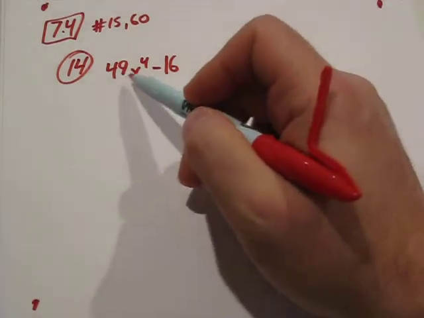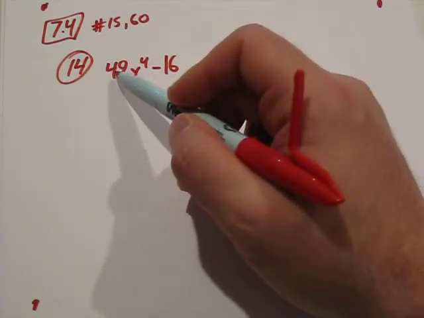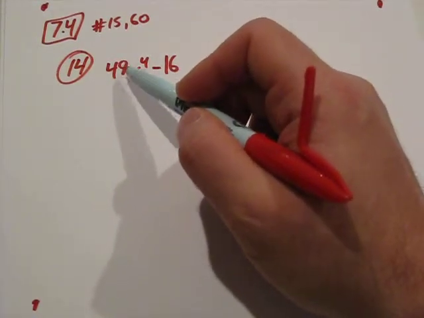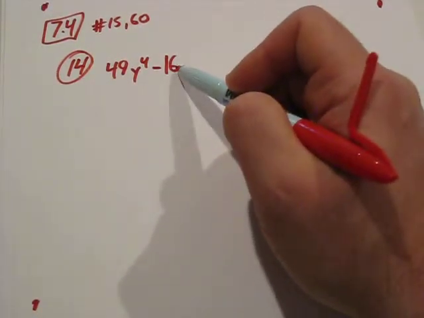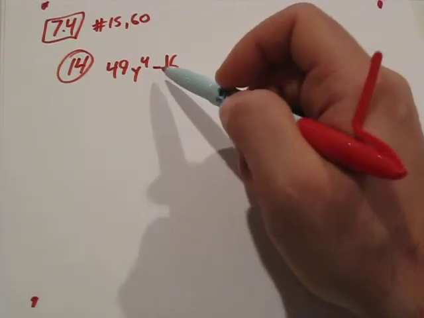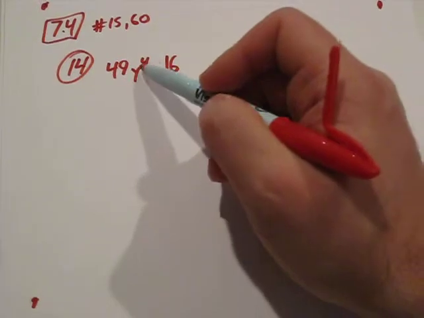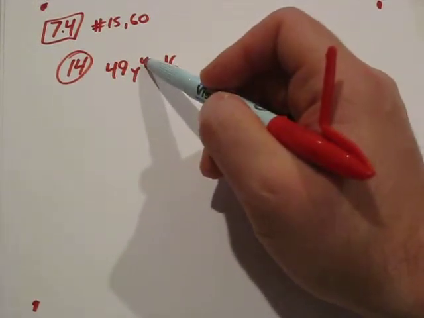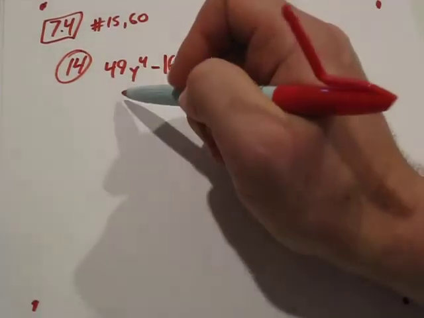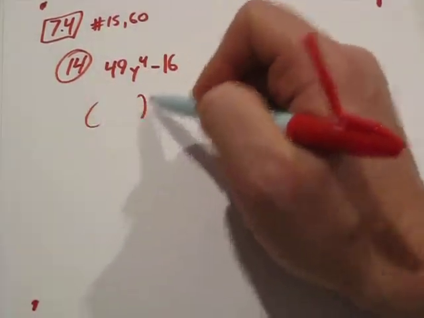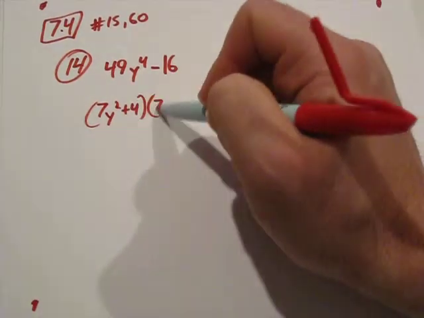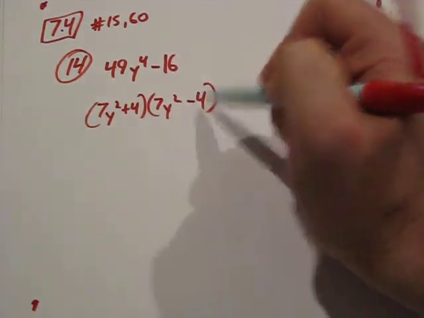Now, the first thing is that in a difference of squares pattern, we've got to make sure that the numbers are perfect squares. Is 49 square rootable? Yes, it's 7. And is 16 square rootable? Yes, it's 4. Is it a difference? Is there a minus sign? Yes. So far we have a difference of squares as long as the power is even. And y to the fourth is an even power, so everything checks out. So here is our pattern: 7y squared plus 4, 7y squared minus 4.